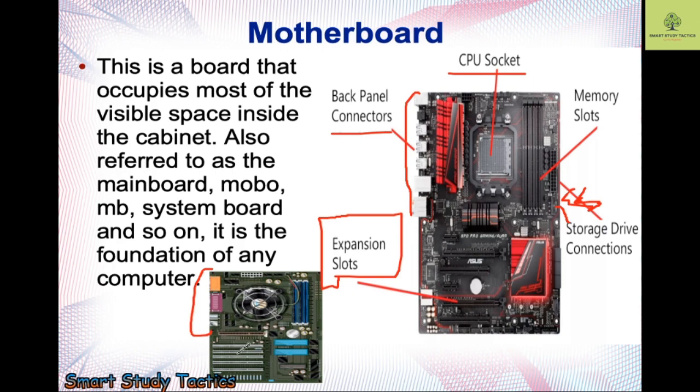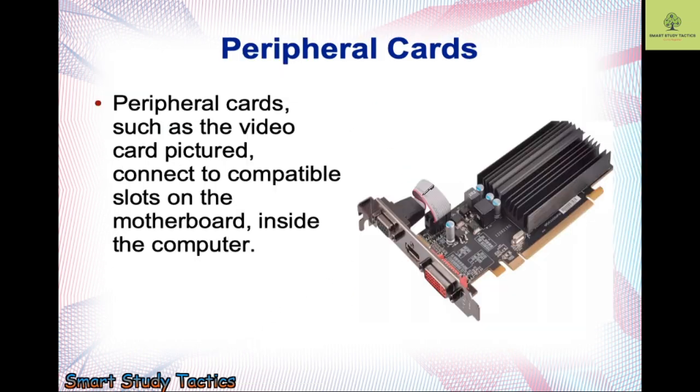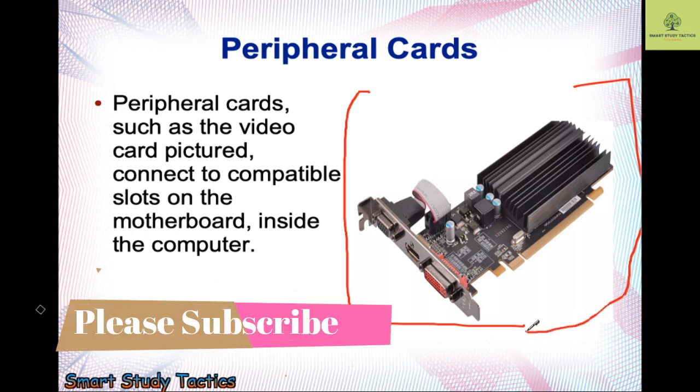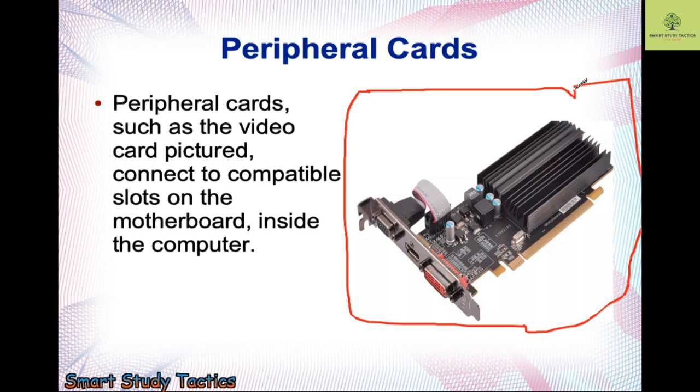This is the big figure. This is the small figure of the motherboard. Now, peripheral cards. In the expansion slot we use these cards. Peripheral cards such as the video card pictured connect to the compatible slot on the motherboard inside the computer. To improve the efficiency of your computer system, we use these peripheral cards, and they help increase the efficiency of your work. If you want to play games or work on graphics, at that time we have to install another extra card. So these are the peripheral cards which we install in the computer.